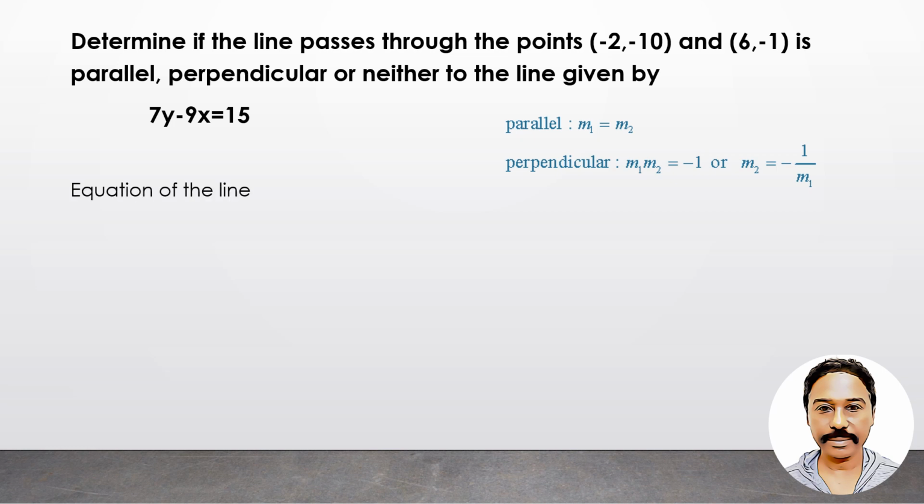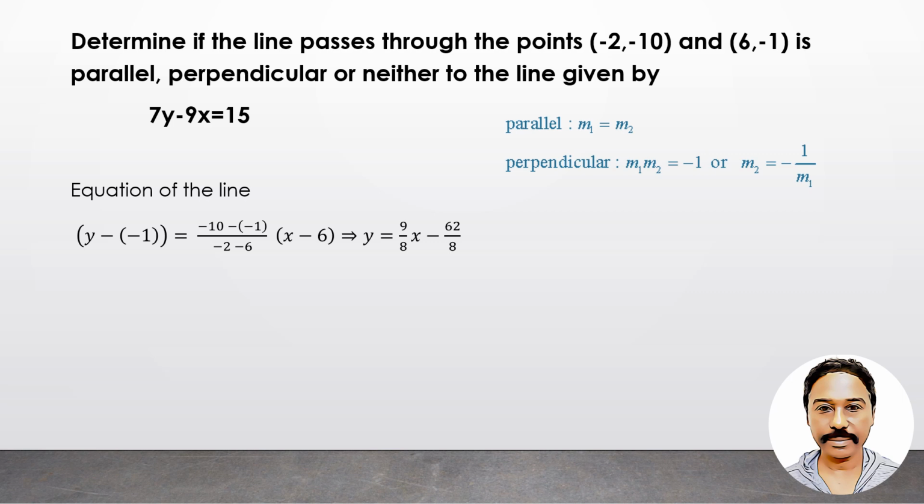So first, find the equation of the line given by the 2 points, and then we use the formula y minus y1 is equal to the slope, which is the difference of y's divided by the difference of the x's, multiplied by x minus 6, and 6 here is the x coordinate of the second point.